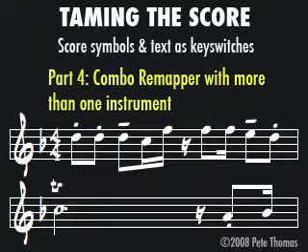In this section, we'll look at using a combo remapper with more than one instrument. If the instruments are using the same articulations, they can all share the same remapper, which helps keep everything nice and neat in Logic. In this example, I'll use our original little Calypso tune and add a second trumpet.